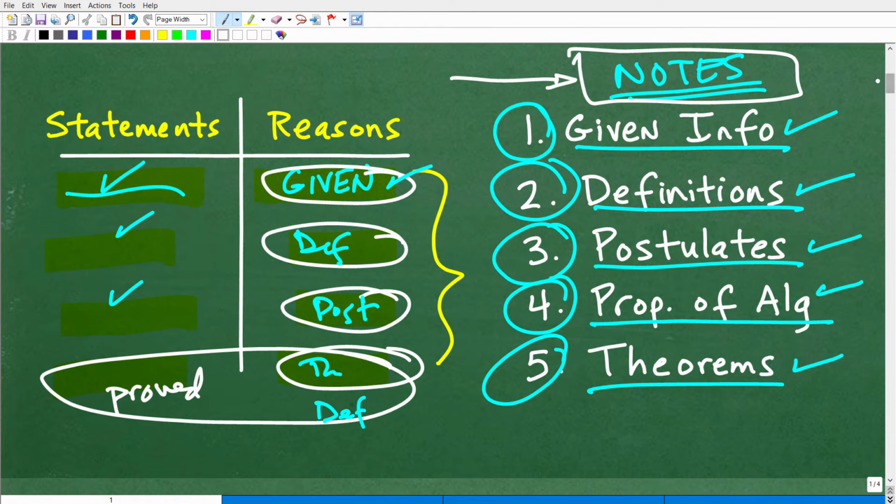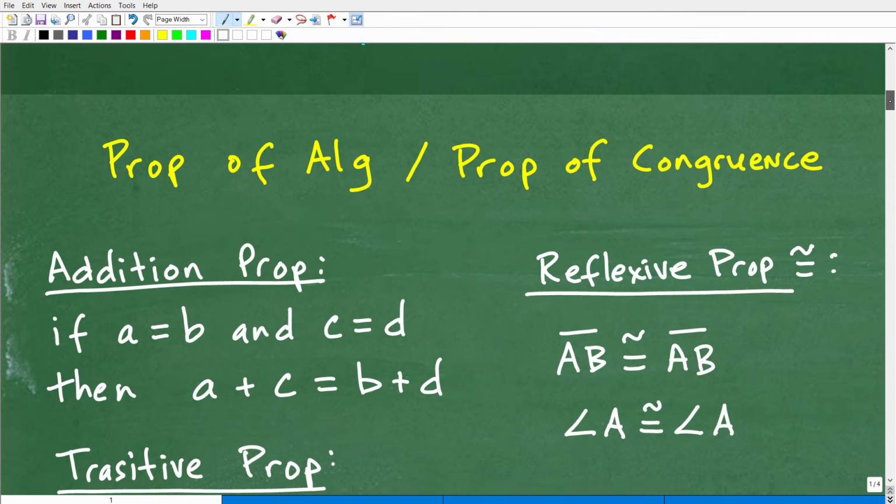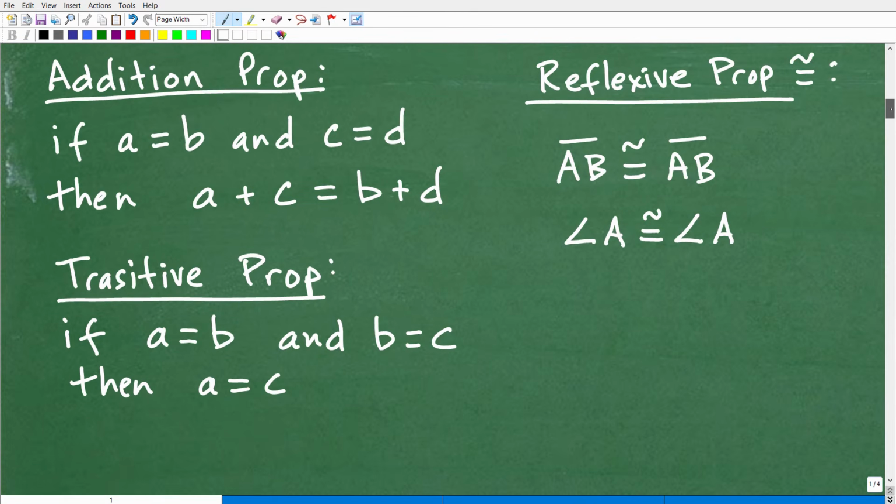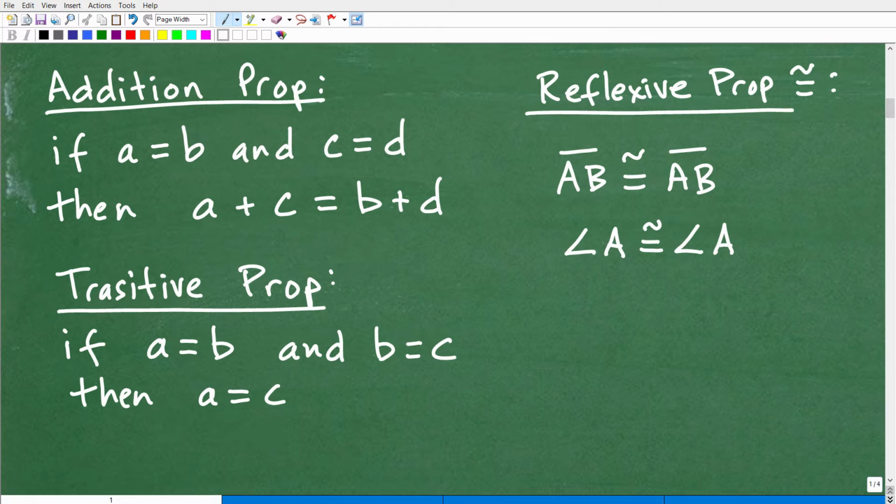Okay, so let's go ahead and take a look at some examples of properties of algebra and congruence. So what am I talking about? Well, here's just a couple of quick examples. There's actually quite a few of these things, but let's take a look at a few. You're probably saying, oh, I remember learning this kind of stuff. Well, let's take a look at the addition property of algebra. You can abbreviate this as the addition property, but let's take a look. If A equals B and C equals D, then A plus C is equal to B plus D.